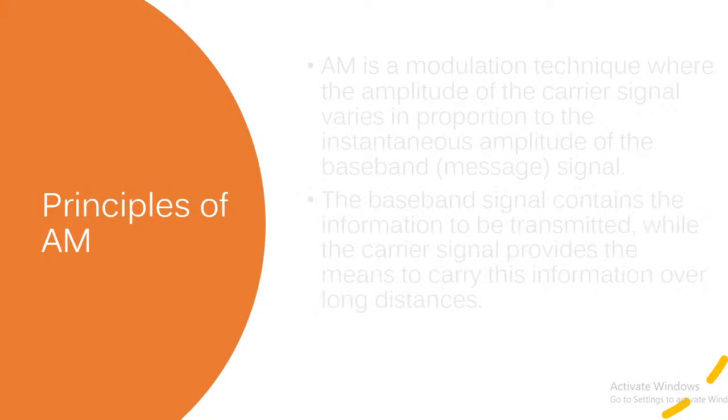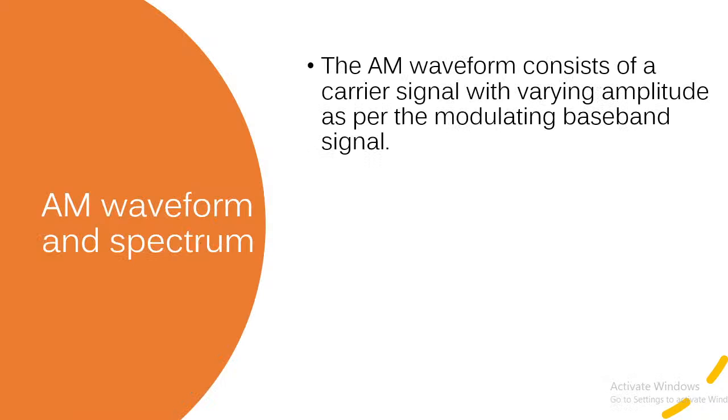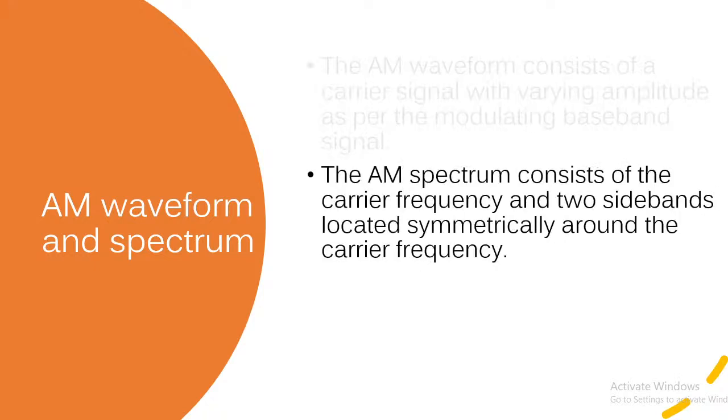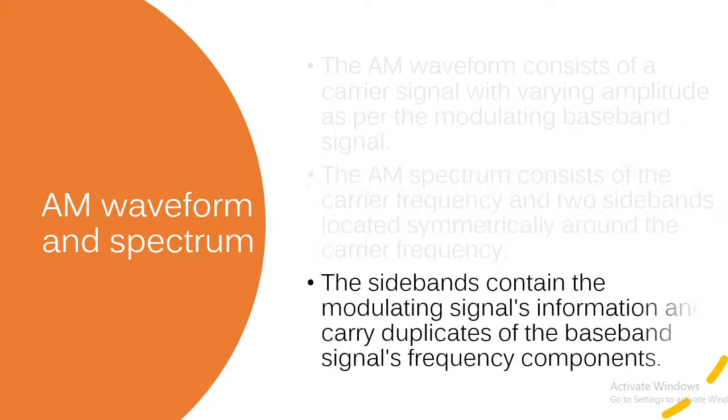Instantaneous is important. The baseband signal contains the information to be transmitted, while the carrier signal provides the means to carry the information or transmit it over long distance. Next. AM waveform and spectrum. So the AM waveform consists of a carrier signal with varying amplitude as per the modulating baseband signal. The AM spectrum consists of the carrier frequency and two sidebands located symmetrically around the carrier frequency.